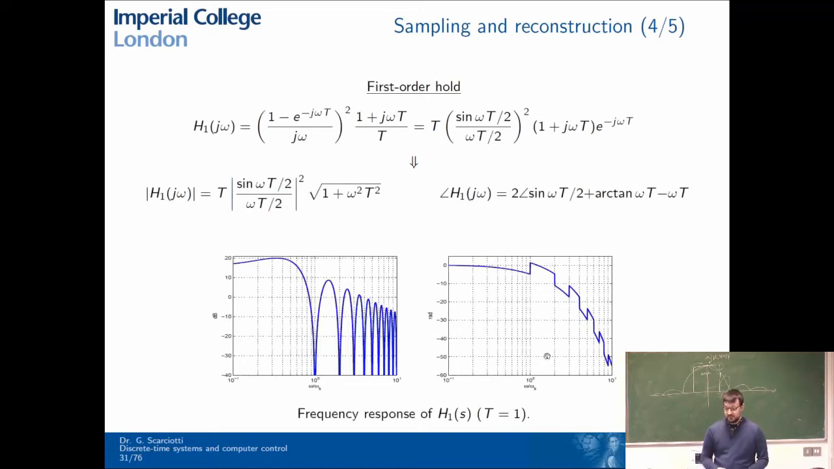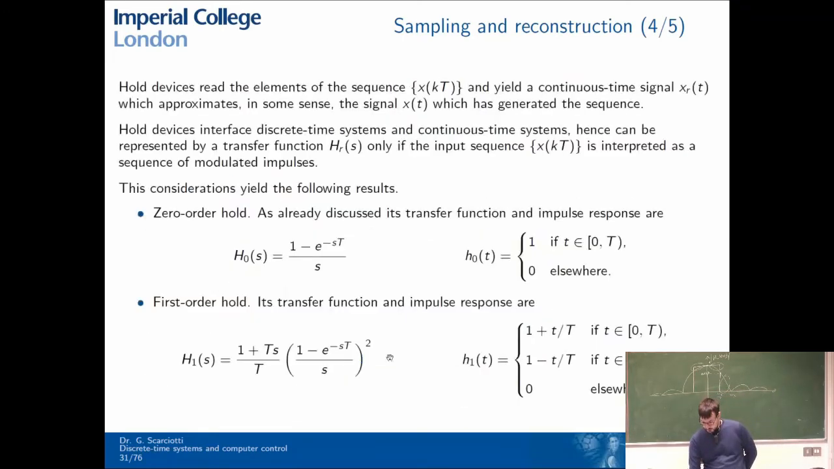Let's look now at the first order hold. The first order hold is obviously more complicated, but has a very similar behavior. So let's look back at the transfer function. The transfer function of the first order hold is given here, and the corresponding impulse response of this transfer function is given here. So now what we are going to do is to demonstrate this transfer function over here.